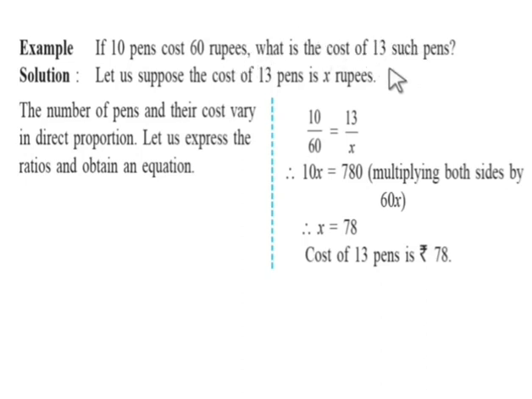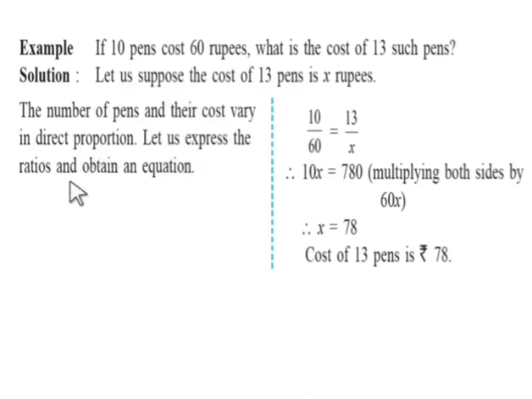Now we will solve this example using the method of direct proportion or the ratio method. Let us suppose the cost of 13 pens be X rupees. As this is an unknown quantity, we will write it using a variable X. Now here the number of pens and their cost vary in direct proportion. Why are we writing it as direct proportion? Because as the number of pens increases, their cost will also increase. Hence they are in direct proportion.